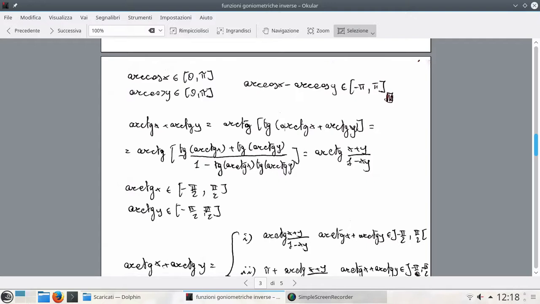I use the Latin way of denoting arctangent with arctg. I'm sorry, but I am not too confident with this notation. Okay, arctangent x plus arctangent y finally equals arctangent of x plus y over 1 minus xy, because of the addition formula for tangent.